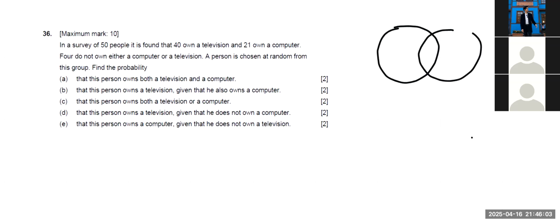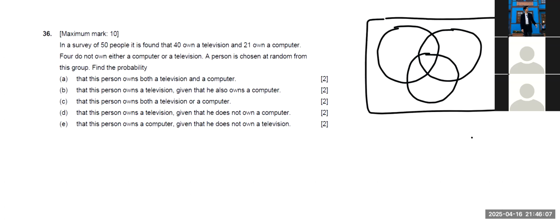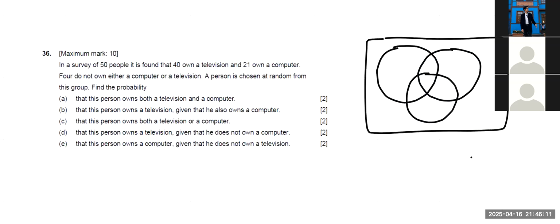We put a box around it to signify that this box contains all the toys we're playing with, essentially. So the total number in here needs to be 50 because that's the number of people we surveyed. 40 of them own a television, 21 own a computer, 4 don't own either. Wait, why did I draw 3 circles? Yeah, so there's television and computer, and that's it. So 4 don't own either of them.